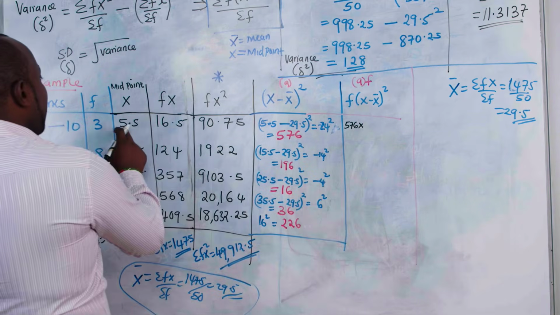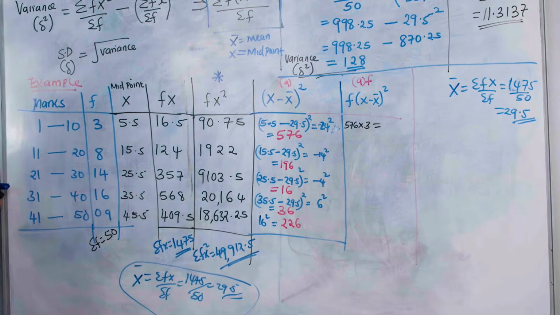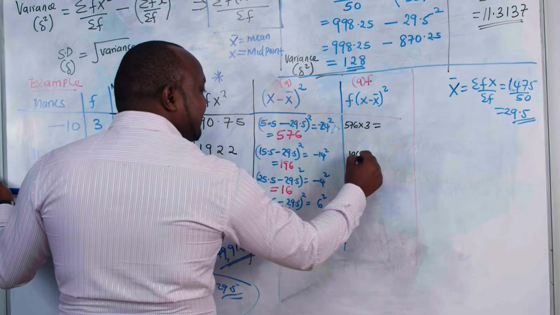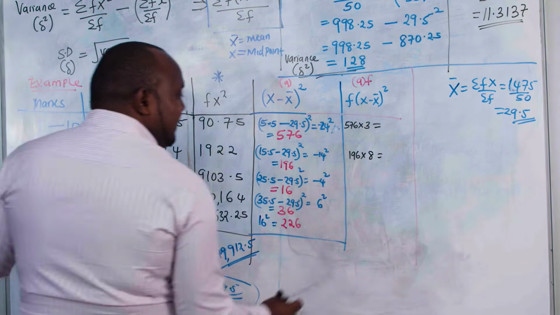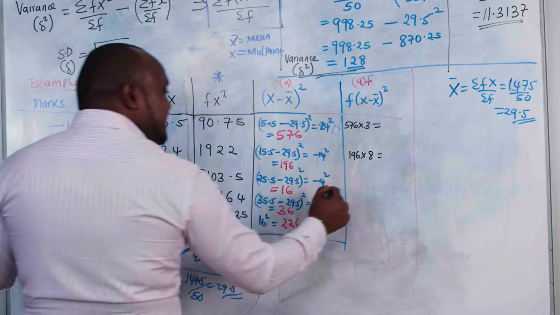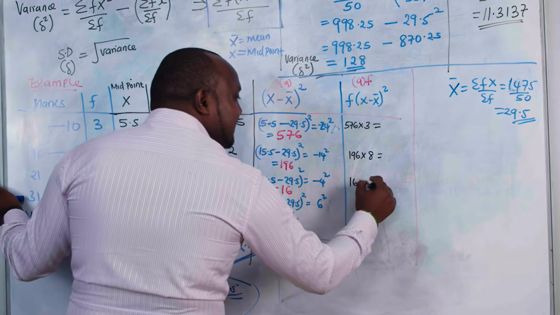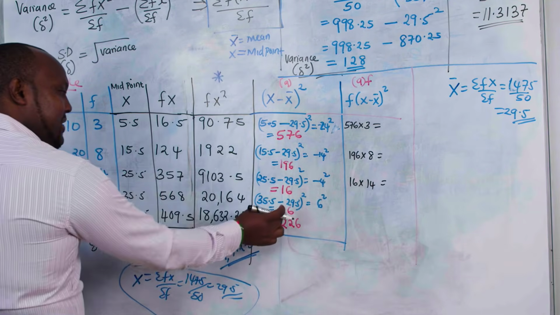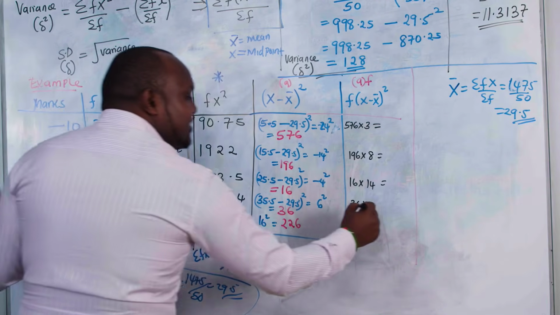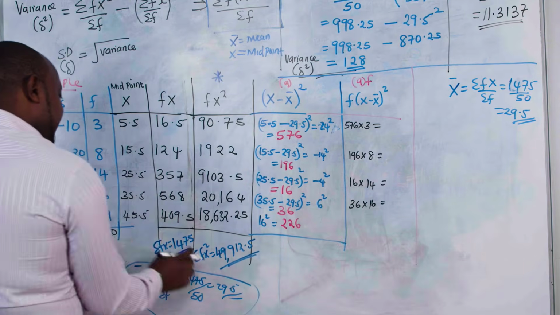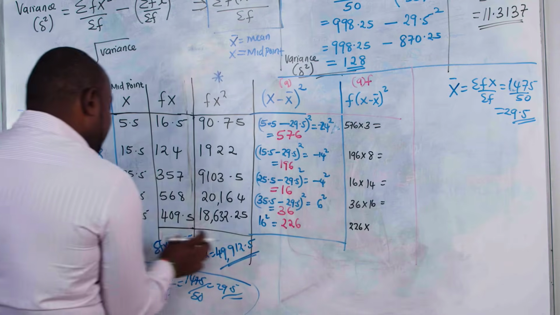times, what is the frequency? The frequency is 3. For this one, it will be just 196 times what is the frequency? 8. This one will be 16 times what is the frequency? 14. And this one, we got 36, and the frequency in this case was 16. And again, the last one was we got 226. In this case, the frequency was 9.